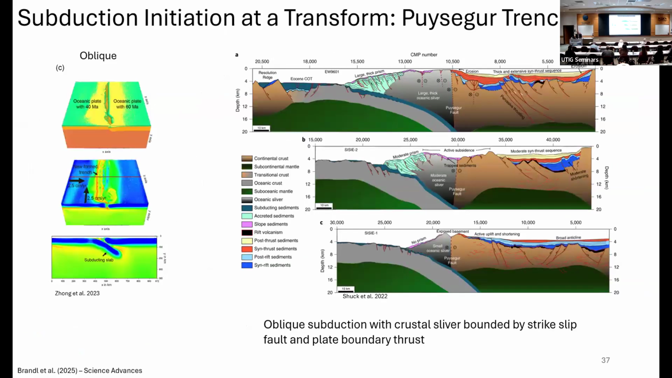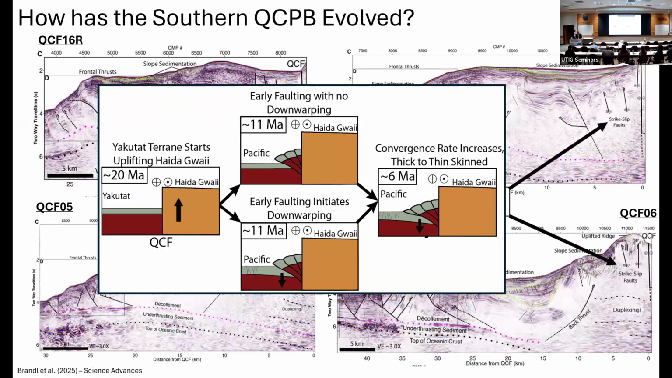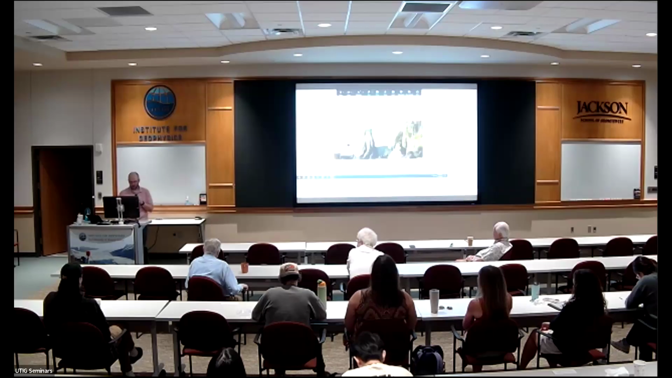I don't think the distance to Cascadia has too much of an impact on the development, but maybe related to Cascadia is more the details of the Explorer triple junction region.